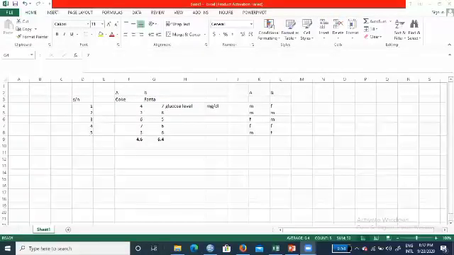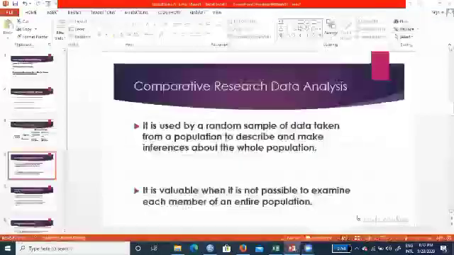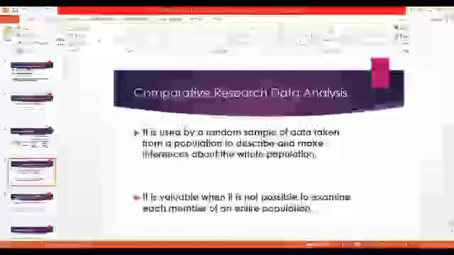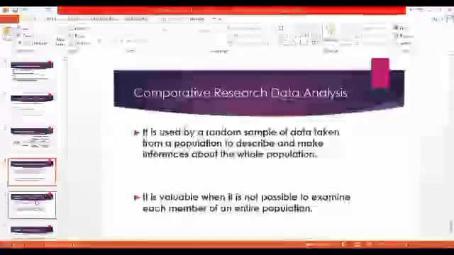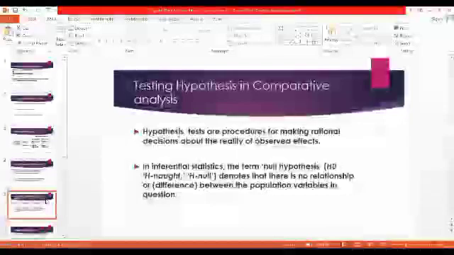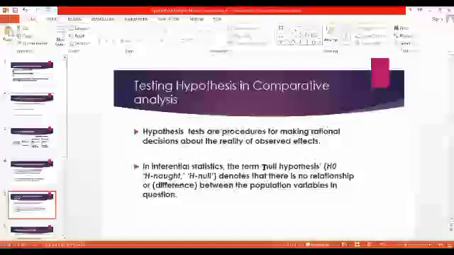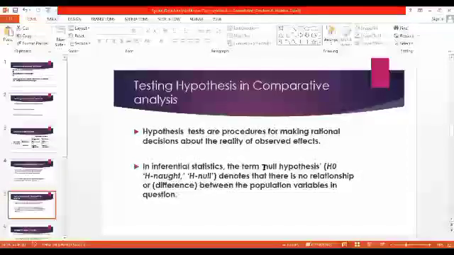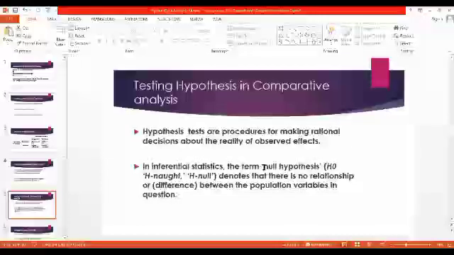Going back to our slide, we are going to be talking about testing hypothesis in comparative analysis. Now, hypothesis is just an assumption, or a prediction that an event will occur. If this event occurs, we go back after some statistical tests to our assumption and now prove our assumption.